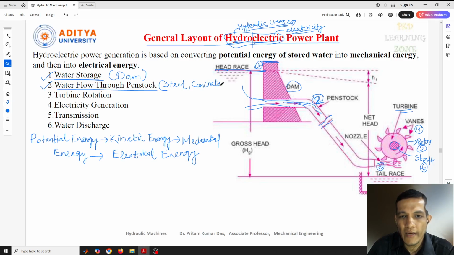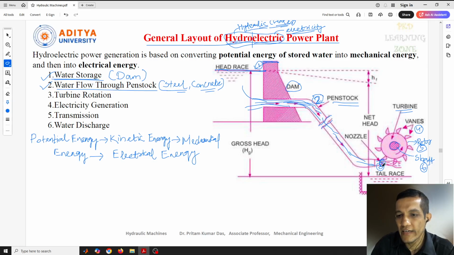So it can be anything, or you can take a strong pipe, like a plastic pipe, also can be taken, but mostly steel pipe or concrete pipe is used. Now, this large diameter pipe is called a penstock, through which the water stored in this tank flows, and it comes out with the help of this nozzle.